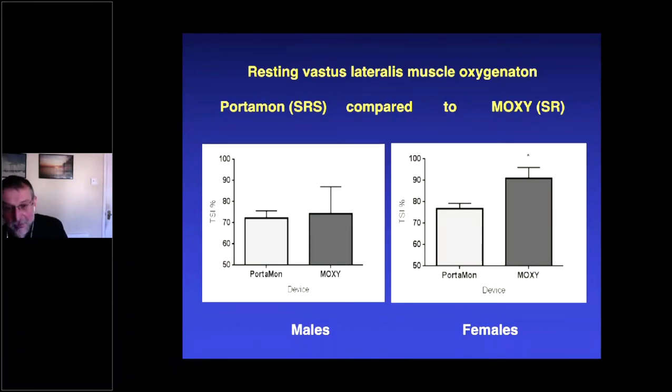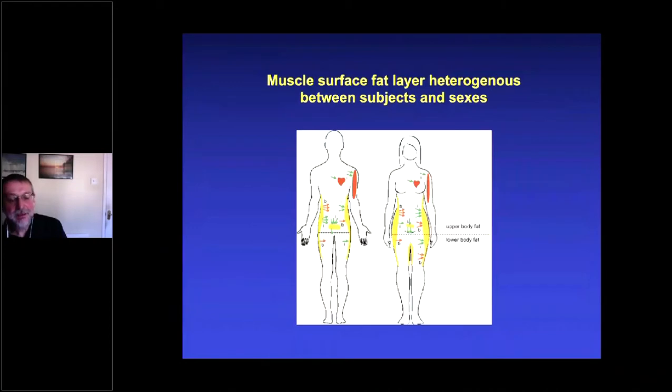Why that could be, we don't know, but whenever I see a male-female difference in optics, I usually think of surface fat layers, because even if you have relatively fit males and relatively fit females, there's a big difference in the surface fat layers. Even in athletes, there's quite a big difference. Females have larger surface fat, and therefore it's usually the first place I would look to see if there's a distinction between males and females.